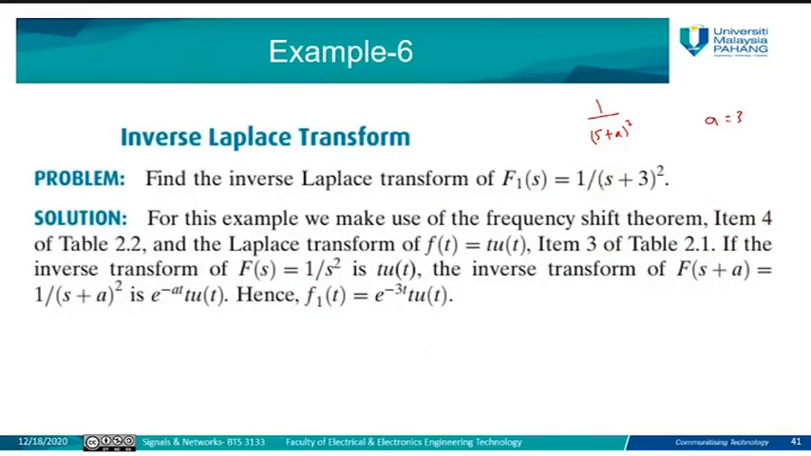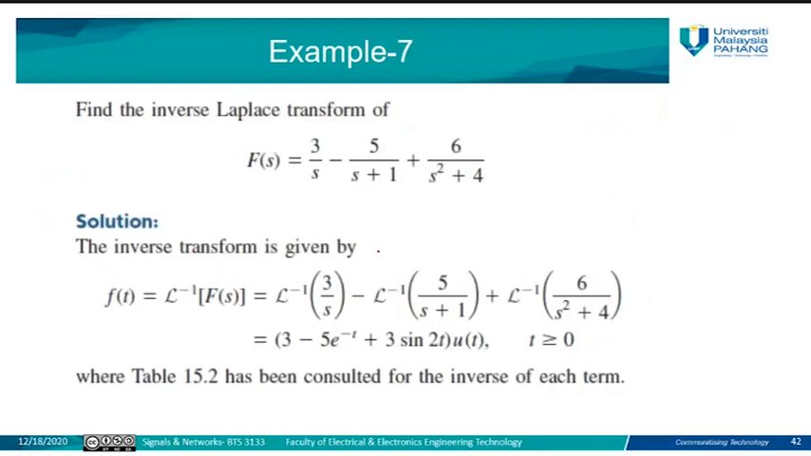You can see here F(s) equal to 1 over s plus 3, this a equal to 3, you just substitute, so it becomes exponential negative 3t u(t). So this is the inverse Laplace for this function. And we can do this directly because a similar function is available in the table, which is 1 over (s plus a) all squared. So we just go directly to the table to find this value. But if this value is not available, I mean it's not in the table, in this case you need to apply the partial fraction.